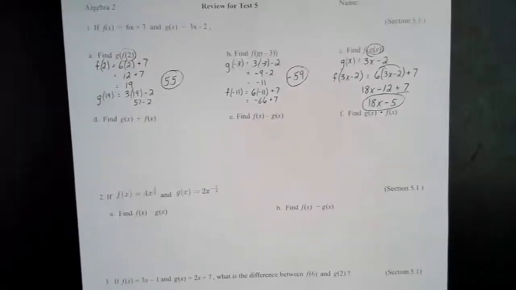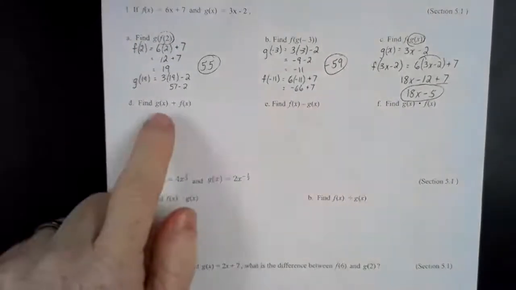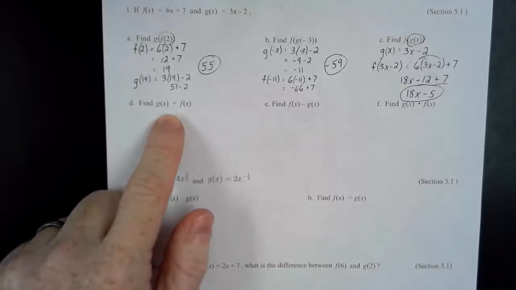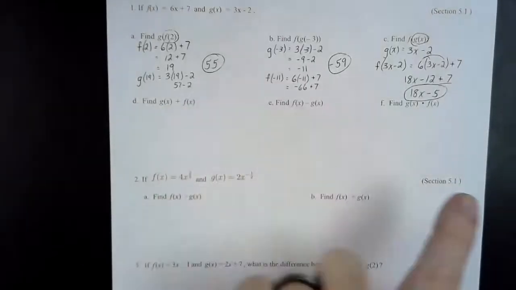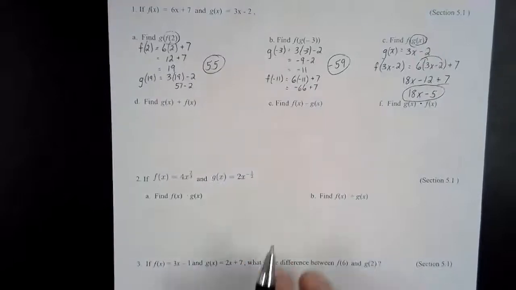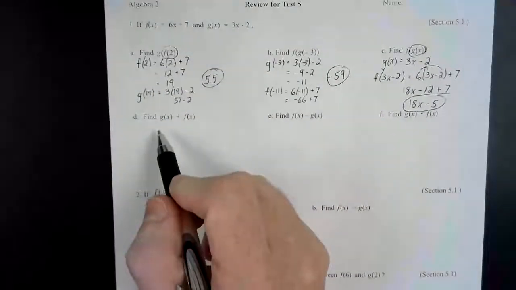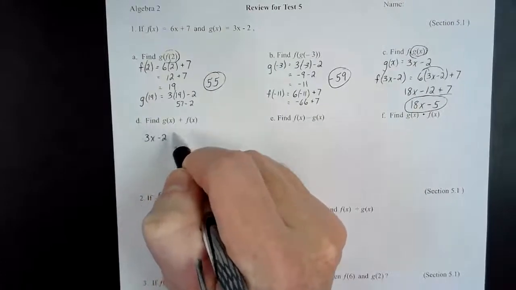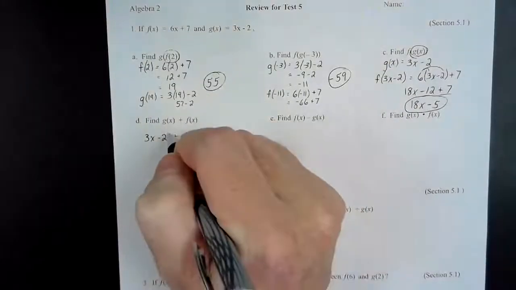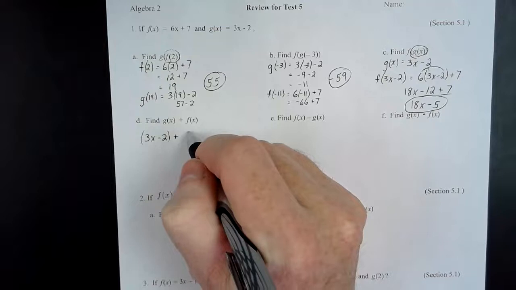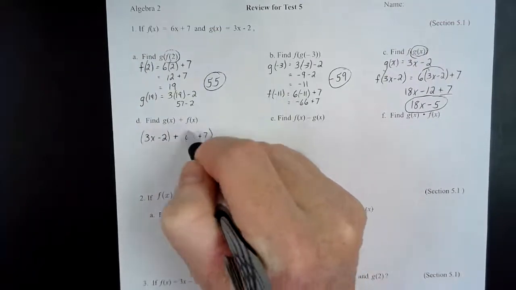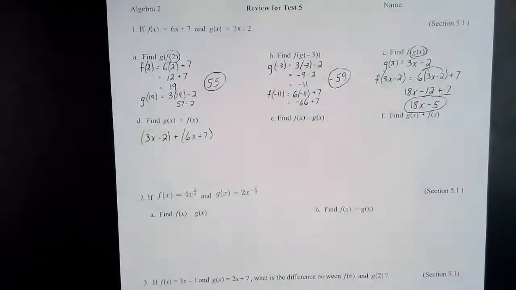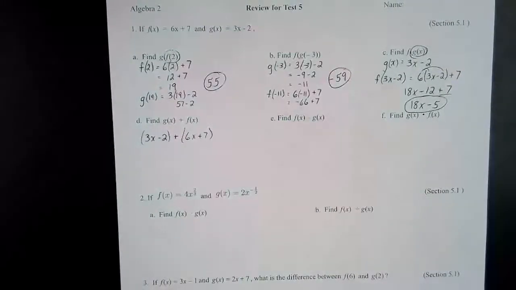All right, moving on to D. We're now going to be performing operations on some functions. Here we're going to be using addition, here's subtraction, and here is multiplication. So g of x, I'm just rewriting what g of x is, 3x minus 2, and we're adding f of x. F of x is 6x plus 7. It's always helpful to put them in parentheses, especially when you get to subtraction. There'll be some sign changes that occur.